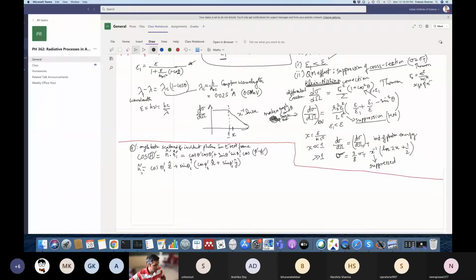So the idea is that this ratio epsilon is to epsilon prime is to epsilon prime 1 is to epsilon 1.